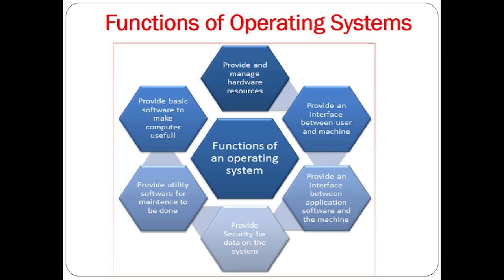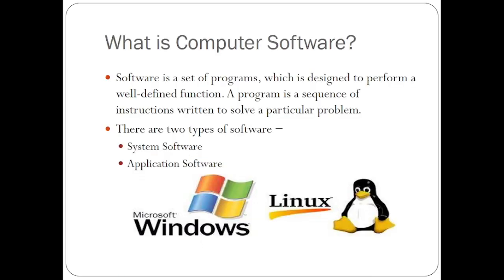As we dive deep into understanding the various functions of the operating system, it is crucial for us to understand what computer software is. We have different types of computer software, the operating system being one of them. A software can be seen as a set of programs designed to perform a particular well-defined function. To come up with a software, you need some sequence of instructions written for it to solve a given problem.